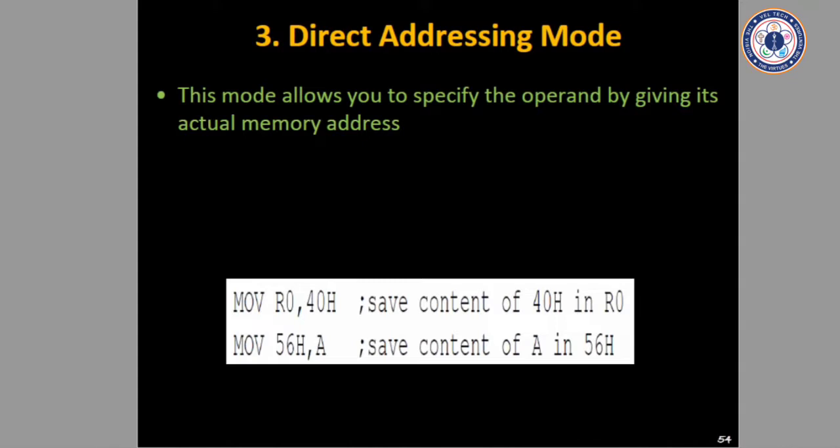Similarly, we can see another example. MOV 56H,A. What does this mean? It means the content available in the A register, that means the accumulator, is copied to the memory location, that means internal RAM location 56H. So this is about direct addressing mode.